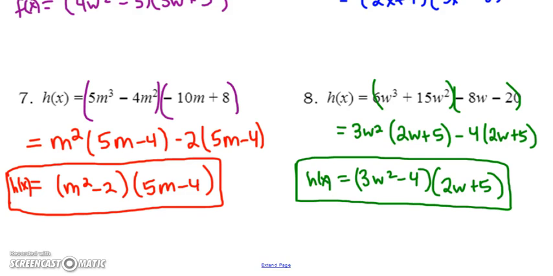What is important is, did you get these answers? I really hope you did. So for number 7, you should have gotten m squared minus 2 times 5m minus 4. That's over here. And then 3w squared minus 4 times 2w plus 5.